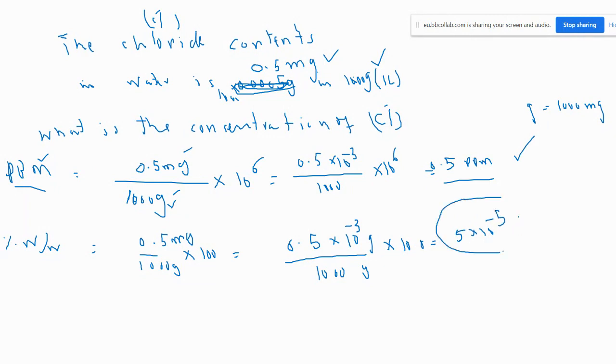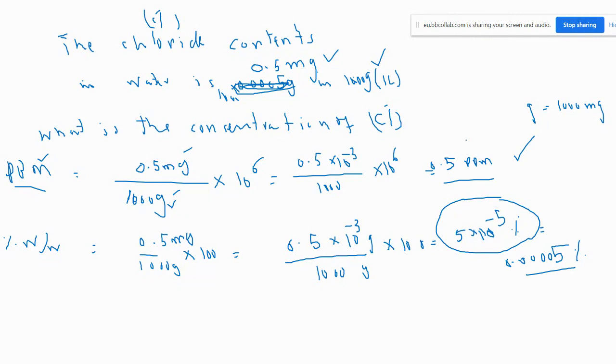Look at this. Does this look awkward? 5 into 10 to the power minus 5 percent. It looks awkward to me. It's really difficult to understand. 5 times 10 to the power minus 5%, what does it mean? It will be like this, 0.00005 percent. Look how much smaller the percentage is. It's really difficult to understand.